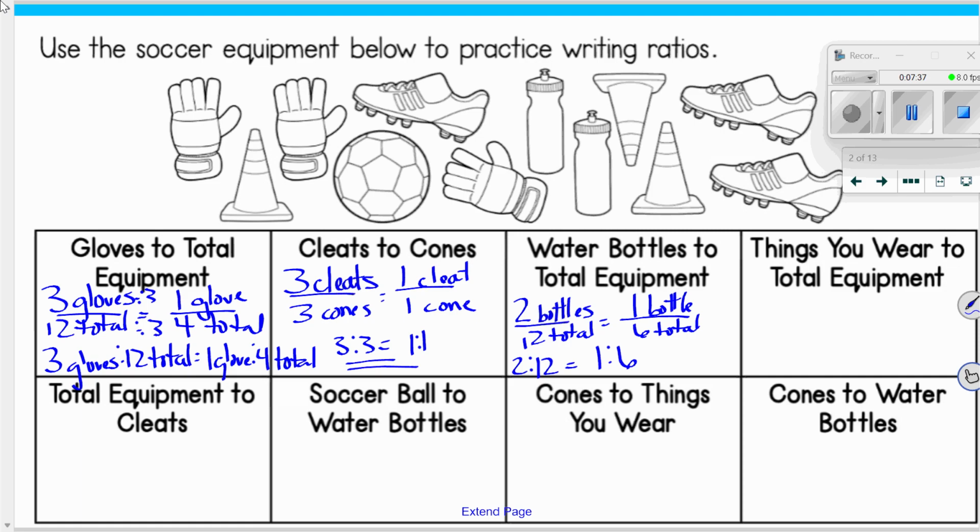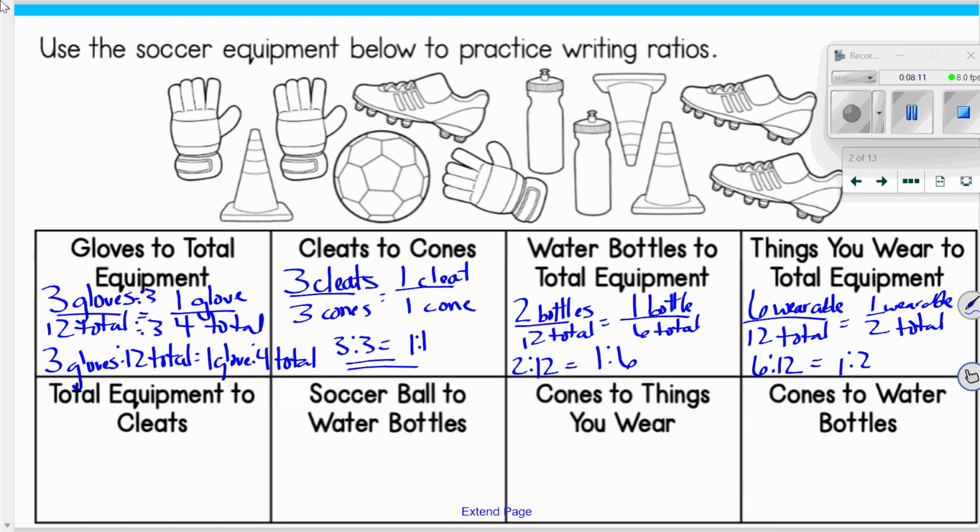Things you wear to total equipment. Good. Should have gotten 6. Wearable, 6 to 12 total, which equals 1/2. I did it in colon format, 6 to 12, which equals 1 to 2.